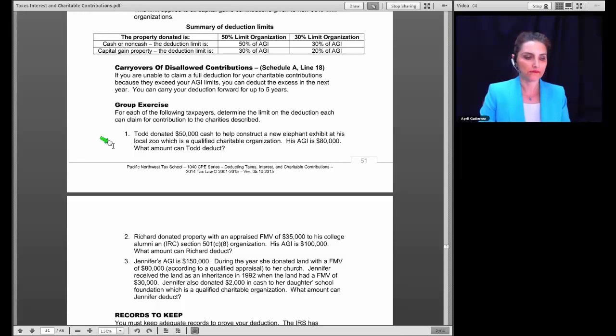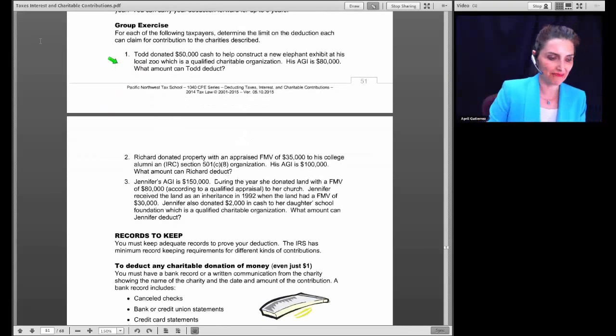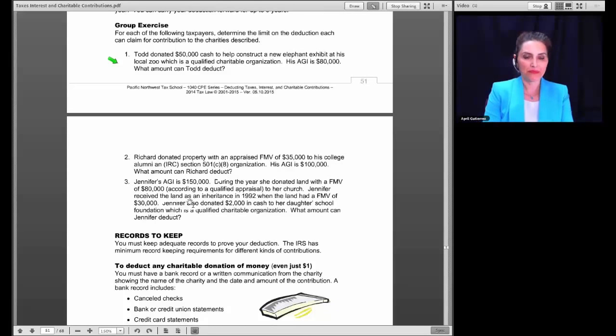So here is a group exercise to just test your retention of what I've been asking you. I'm going to post these questions for you just for a second and let you think about them, and then we're going to look at the answers that I have for these.